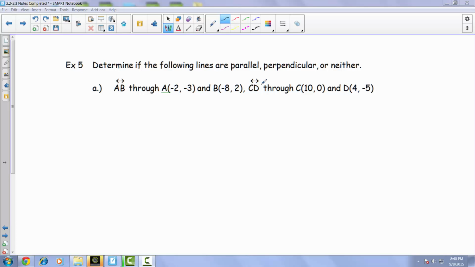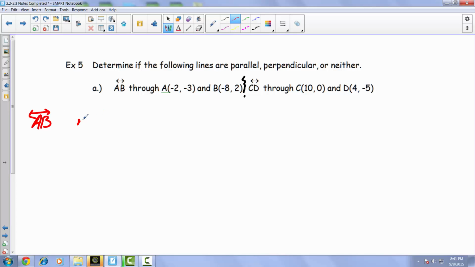And we have this other line CD that goes through these 2 points, C being (10, 0), and D being (4, -5). Now, anytime we have 2 points, we're just going to split this up for a moment. Just looking at AB, anytime we have these 2 points like this, we can go ahead and find the slope of those 2 points.